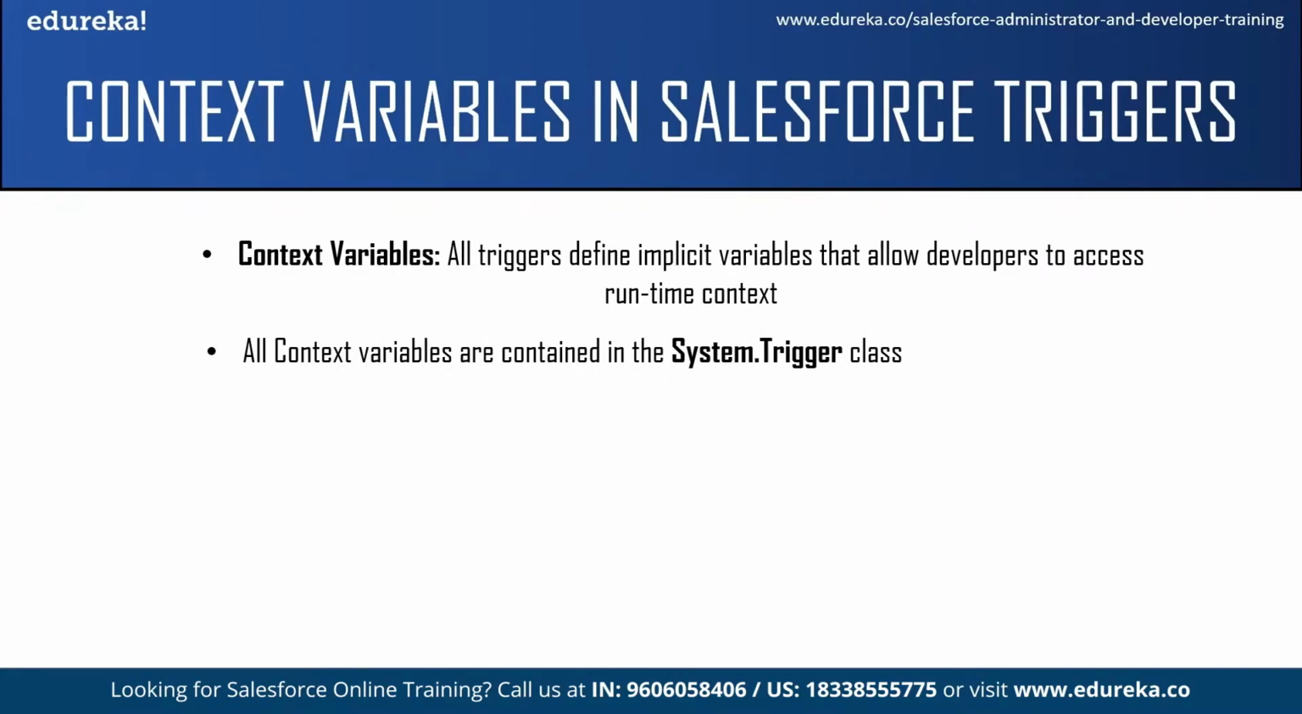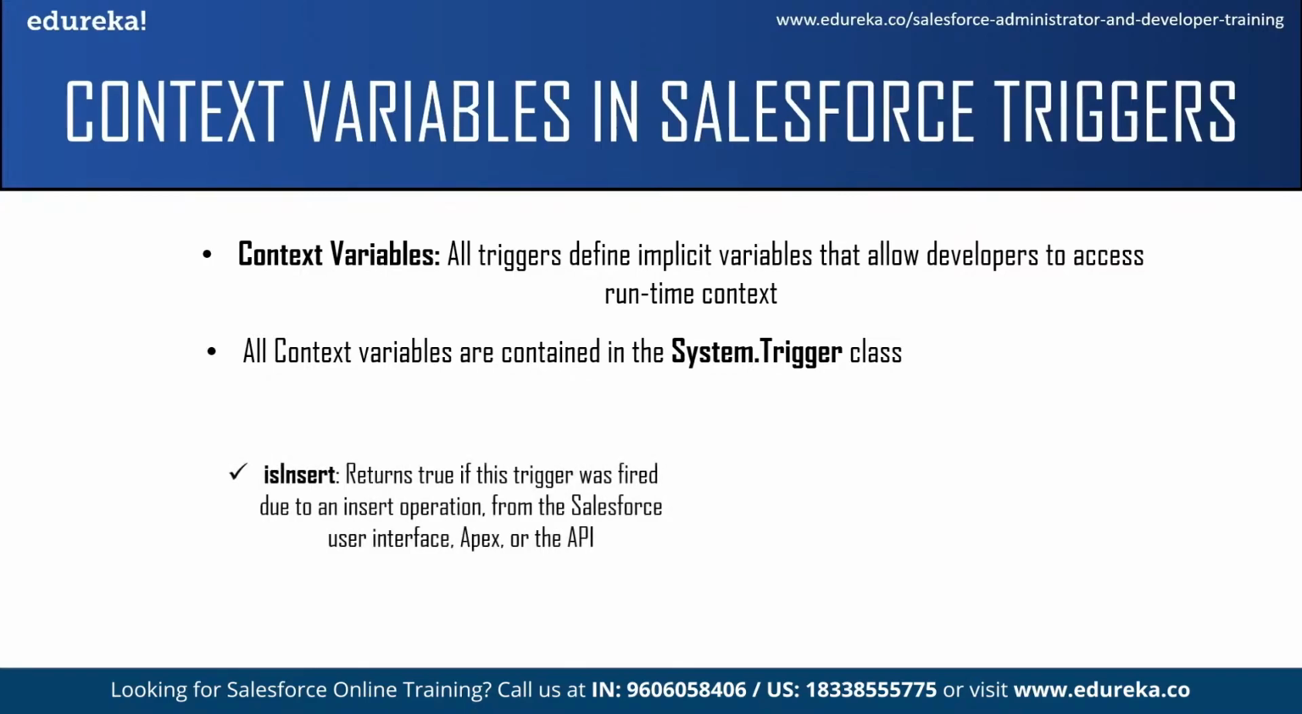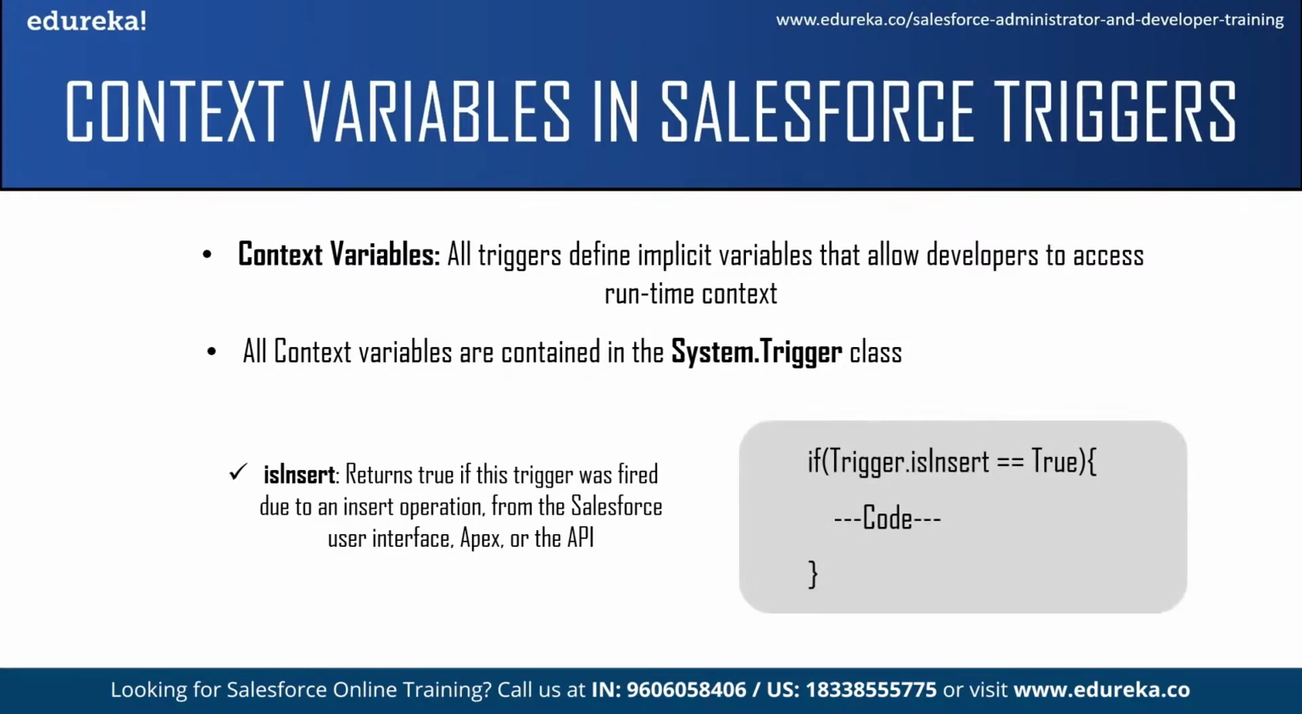So now let us take a look at the list of context variables in Salesforce triggers. The first context variable is isInsert. This returns true if the trigger was fired due to an insert operation from any Salesforce user interface, Apex, or the APIs. I would like to show you the syntax here so you can know how exactly we can use a context variable in our code. You can see if Trigger.isInsert is equal to true, only then the set of code will be executed. It is basically checking for a condition, and only if the condition is true, the set of code will be executed, else it won't be executed.